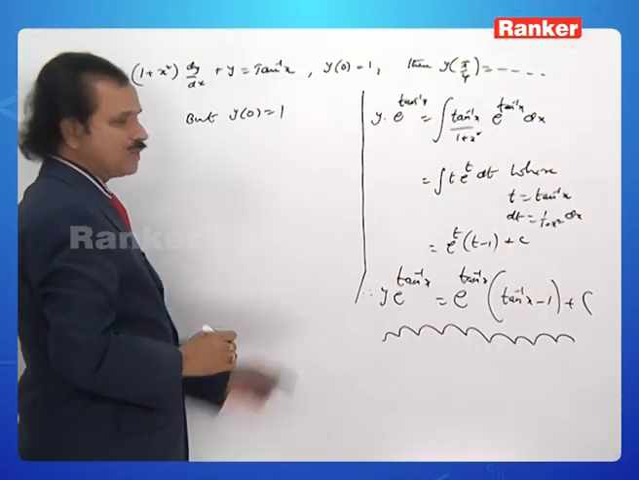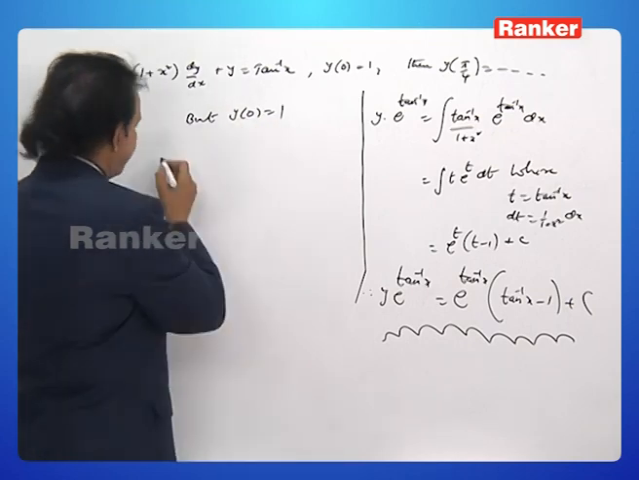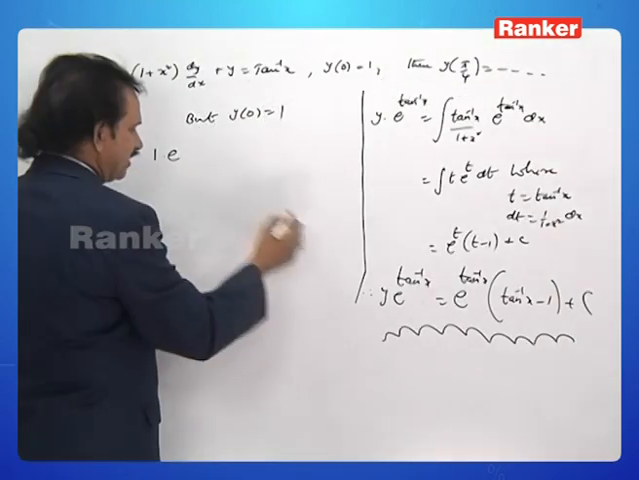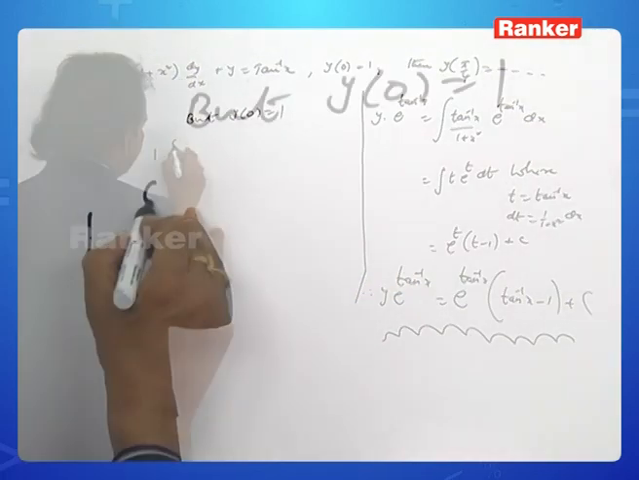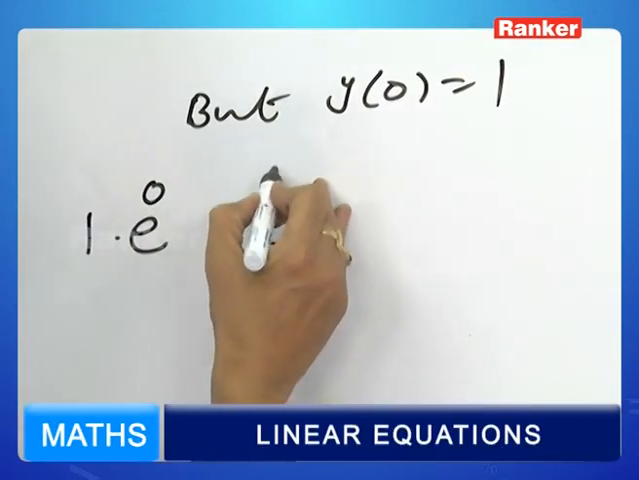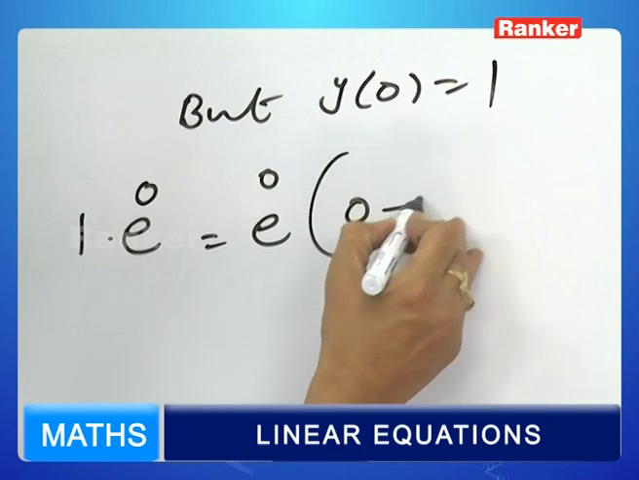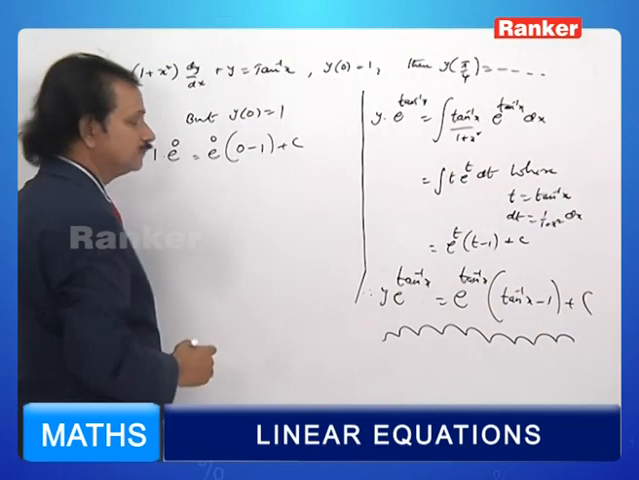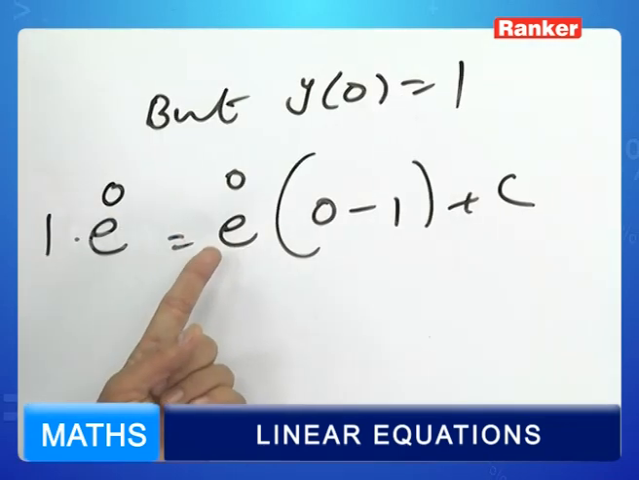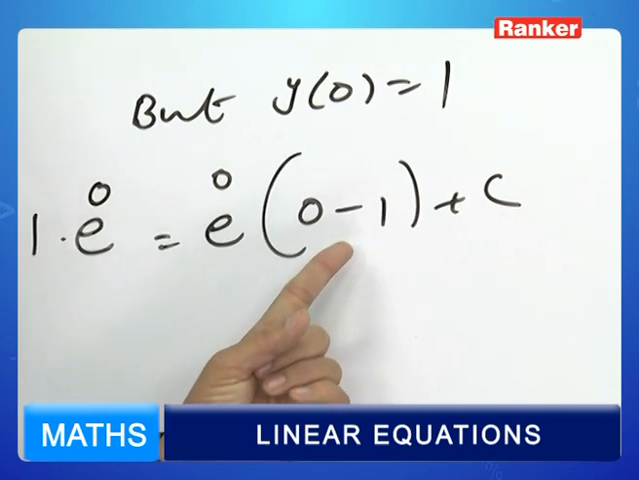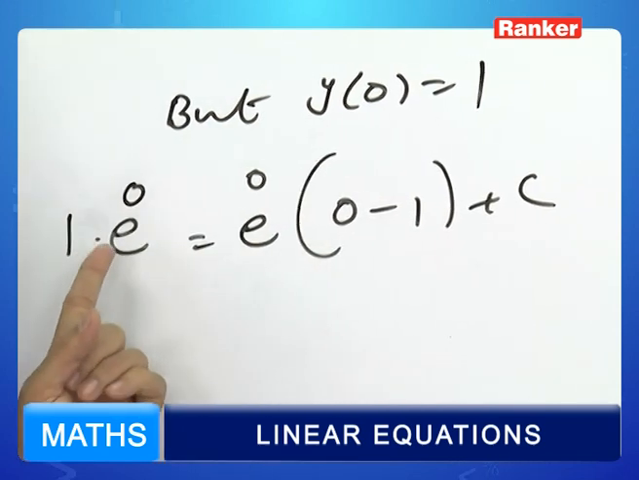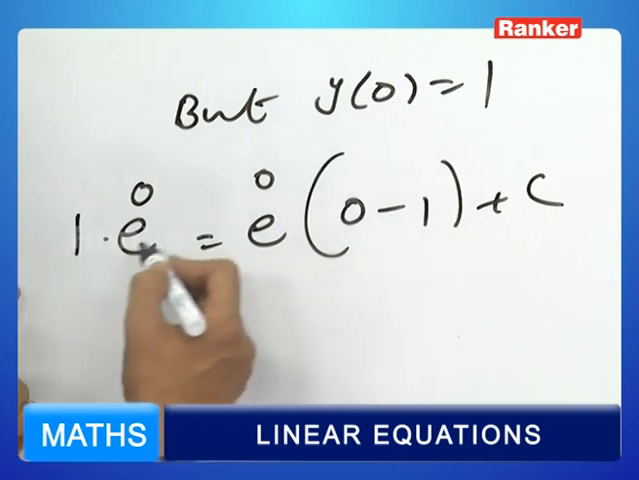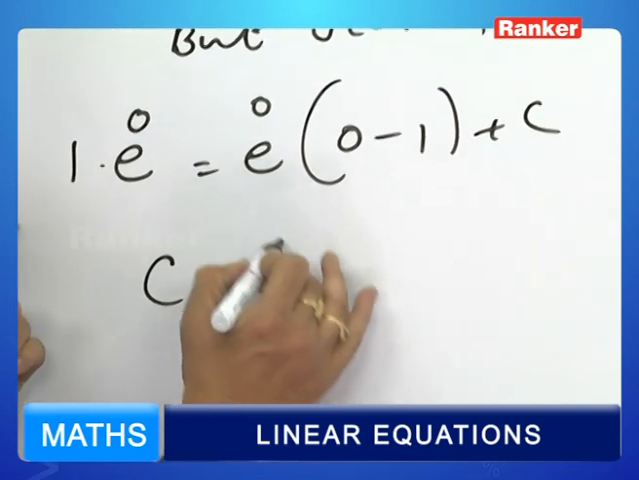That is, the curve passes through 0 and 1. That is, 1 into e power tan inverse 0, which is 0, is equal to e power 0 into 0 minus 1 plus c. What is e power 0? 1. 1 into minus 1, minus 1. e power 0 is 1. 1 into 1 is 1. Minus 1 comes this side, so that c is equal to 2.